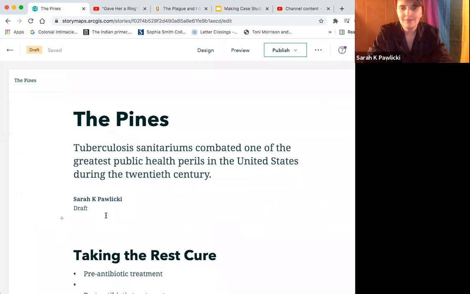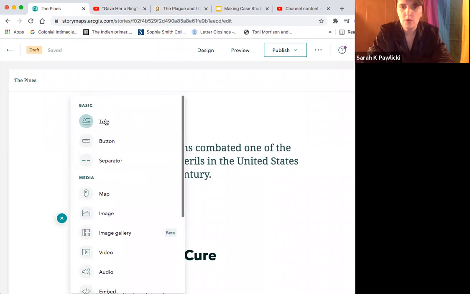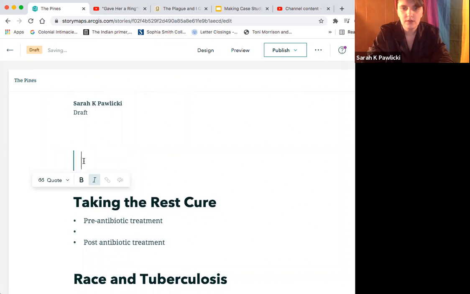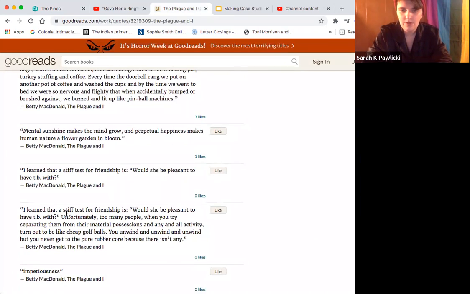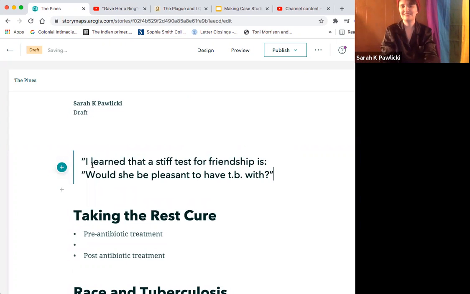And finally, let's show an example of building in a quote. You can come here to text, scroll down. Let's bring a quote from Plague and I here. The quote I picked: "I learned that a stiff test for friendship is, would she be pleasant to have TB with?" Which provides a really good feeling for the general tone of Betty MacDonald's memoir.